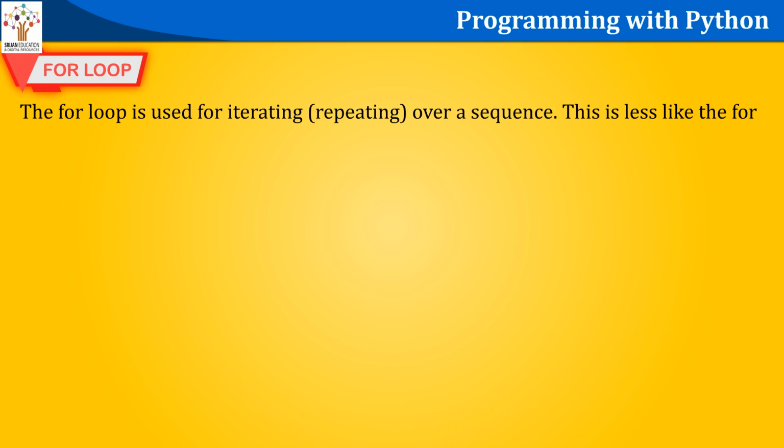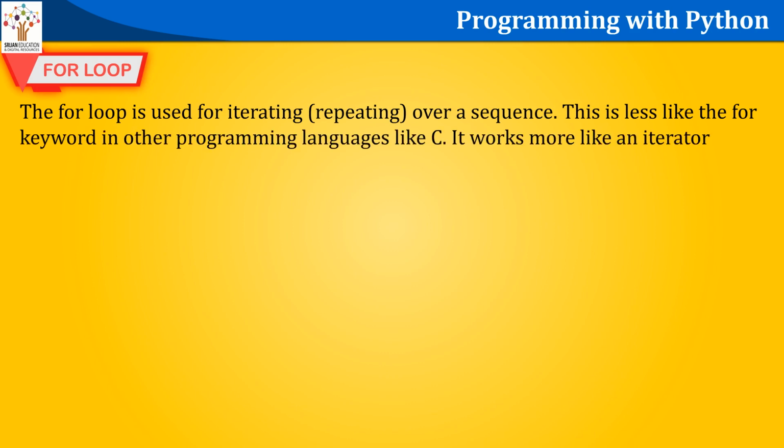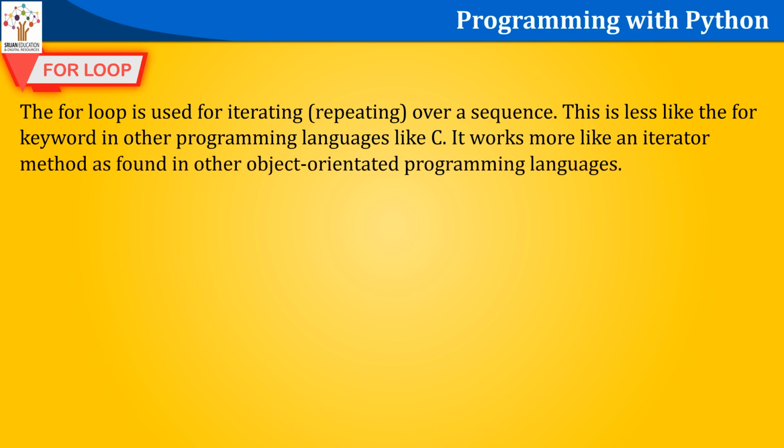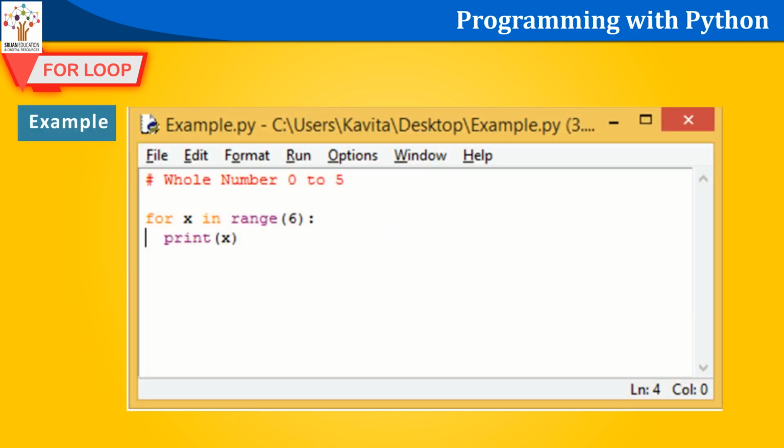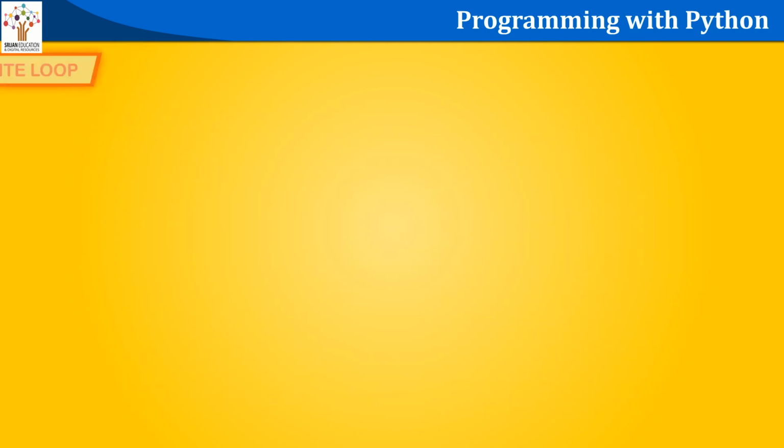This is less like the for keyword in other programming languages like C. It works more like an iterator method as found in other object-oriented programming languages. Syntax: for iterator_var in sequence, statement or statements. Example, output.